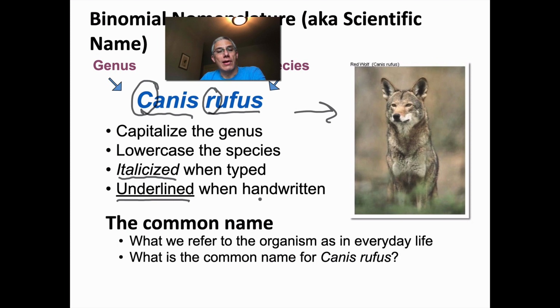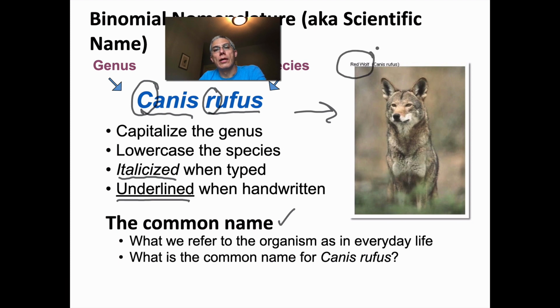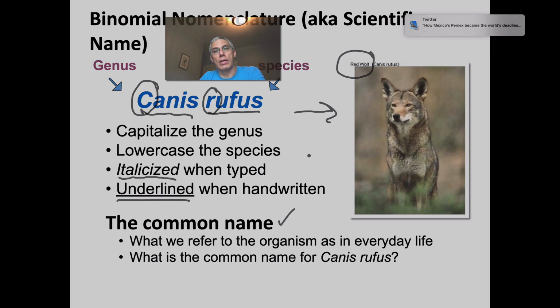Now, of course, we all know that we don't really speak about different organisms in regards to their scientific name. Typically, what we do is we use something called their common name, and this is basically what we refer to the organism as in everyday life. So if you think about the Canis rufus, it's asking, what is the common name for Canis rufus? I'm not quite sure if you can see this, but right up here, this is the red wolf. If you were talking with somebody about wolves, the likelihood of you using Canis rufus is probably pretty small. But when you talk about a red wolf, more people are going to recognize what that animal is based on that common name.